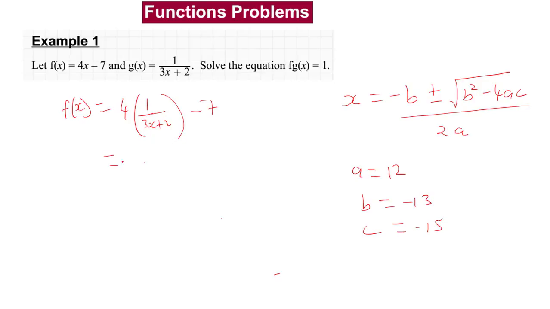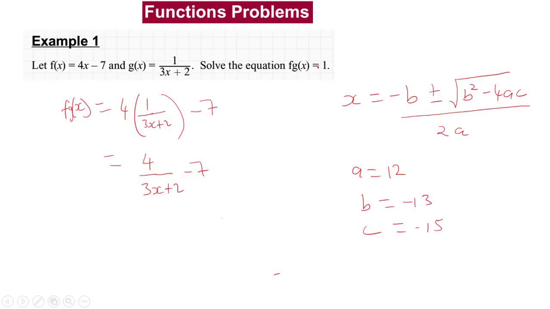Then you just basically simplify. 4 times 1 is 4 all over 3x plus 2, then I've got minus 7. So you've got the expression now. That was fg of x, so there should be fg of x there. Sorry about that. Now what you need to do is equate it to 1.